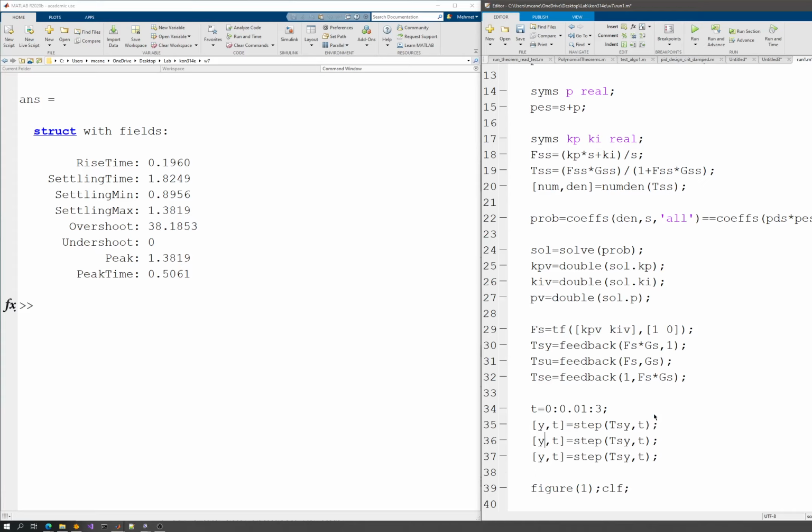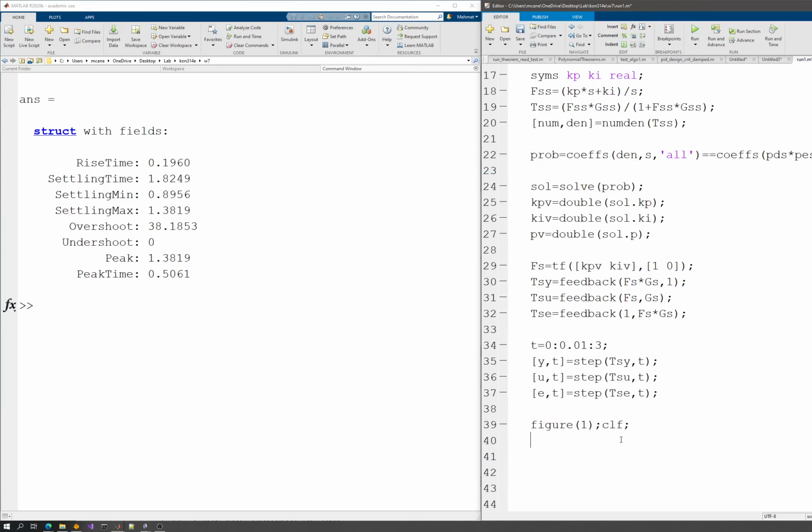I will have the control output and the error output here. Or you might also skip those and define them as U and E. It might be a better idea. Now let's have TSU and TSE. And then I will do a subplot here, 3 rows, 1 column, and the first one is this plot here.